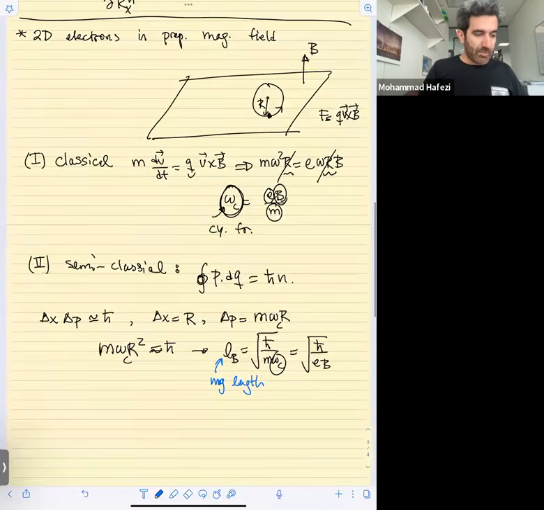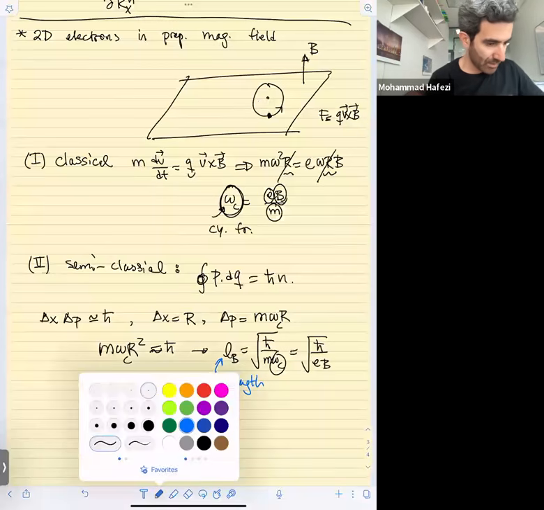Now the question is how many of these orbitals I can pack in a system. So let's assume that this is the smallest radius that I can make. So this is l_B.